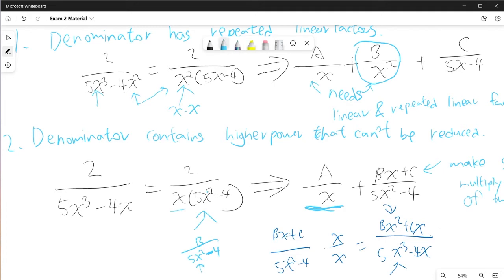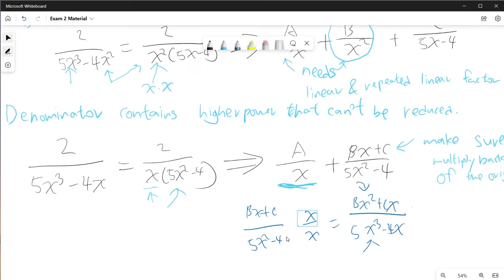Therefore, what we do is instead of writing just b, we have bx to cover that extra base that we haven't covered with x squared. Then we say plus c for the constant part. All right. So in this case, we have a over x for the x term, and then bx plus c over the x squared term.